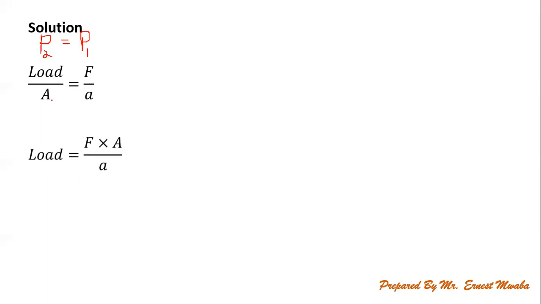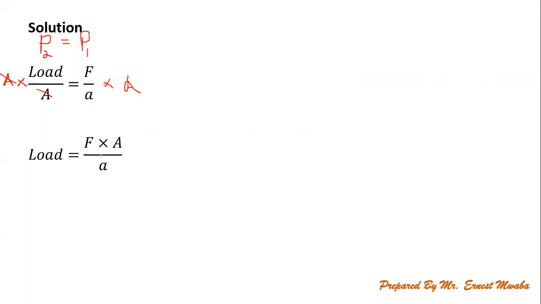Next, we make F the subject of the formula. We multiply both sides by A. So here we can decide to multiply by A, and on the other side we do the same. Or rather, we're looking for the load, so it's the bigger A. And even on the other side, we multiply by A. With this, it means you can cancel that one, but here things remain. So that's why we have F multiplied by A over small a.